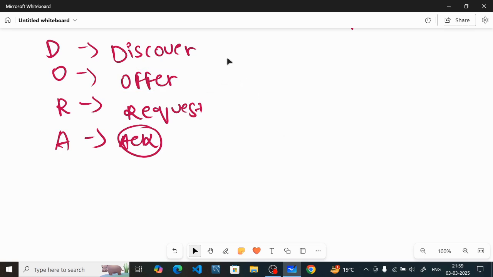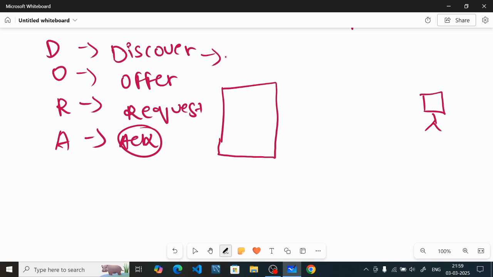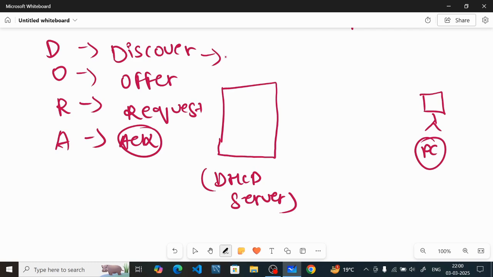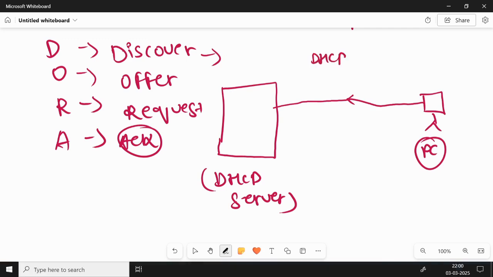In discover, suppose we have a server. This is my DHCP server. This is my client machine, my PC. My client machine doesn't know where the DHCP server is. So it will send a discover packet to the network. The packet name is DHCP discover.